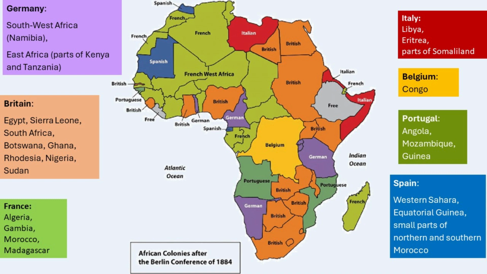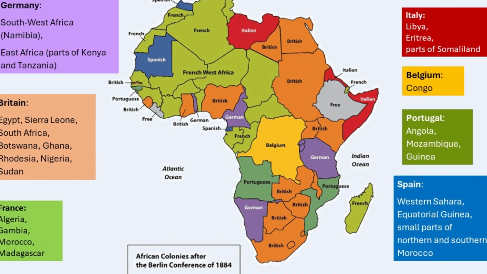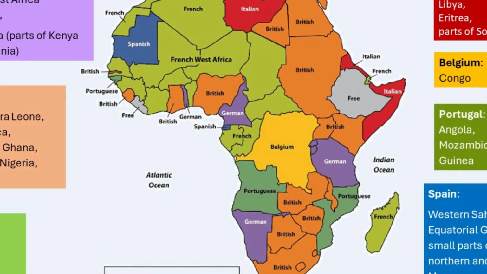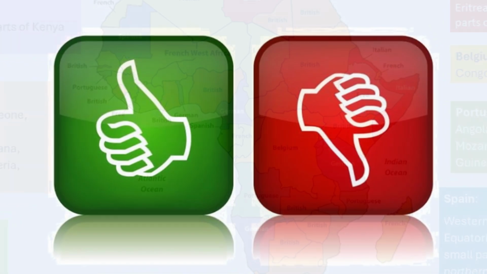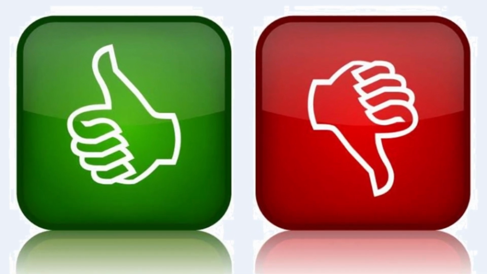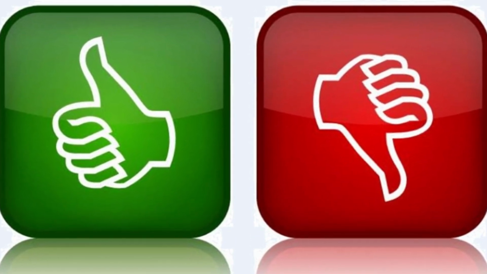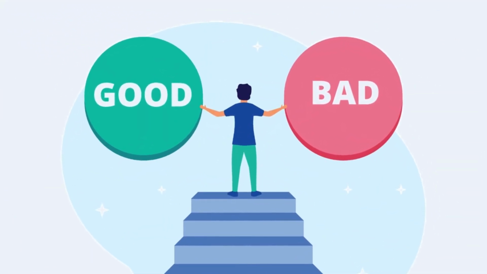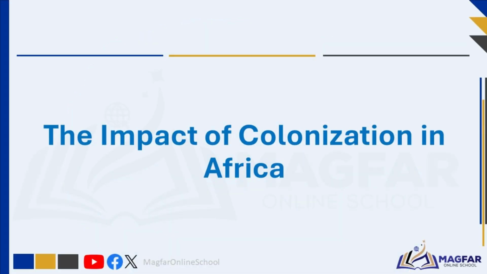Except for Ethiopia and Liberia, almost all of Africa was colonized by European powers. Colonization had many effects on Africa, some good and some bad. On the positive side, there were improvements in infrastructure and healthcare. However, there were also negative impacts, such as economic exploitation, cultural disruption, and political instability. We will discuss these issues in more detail.